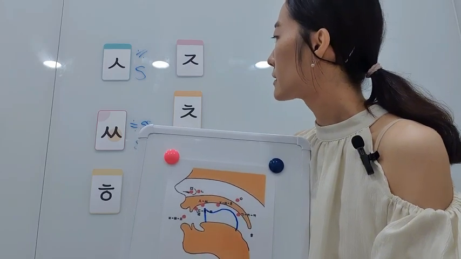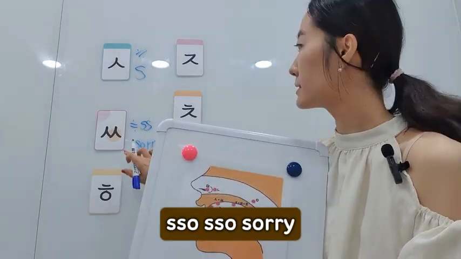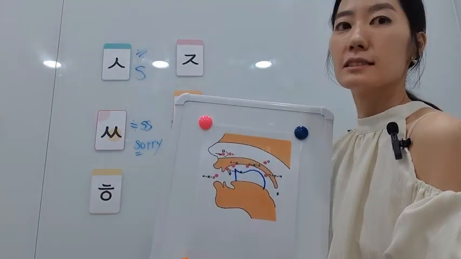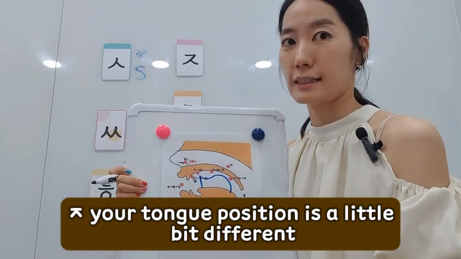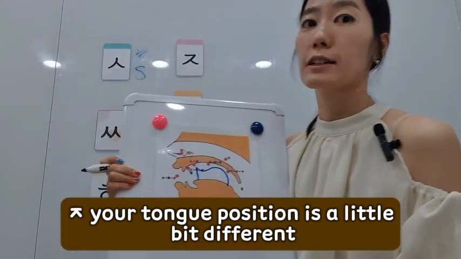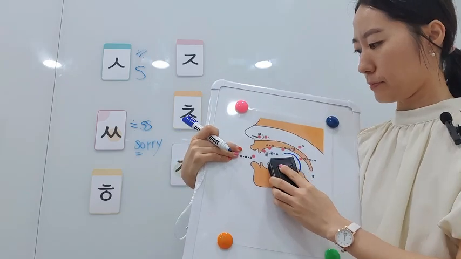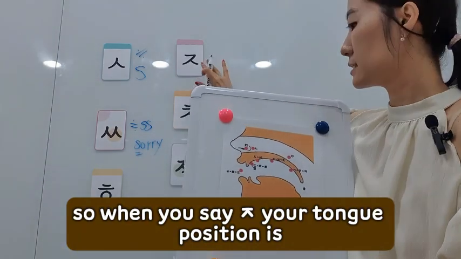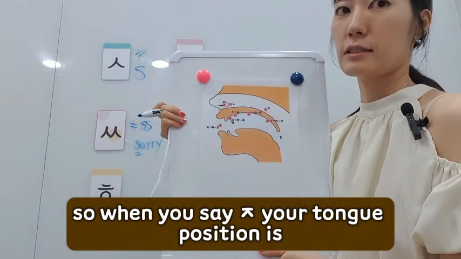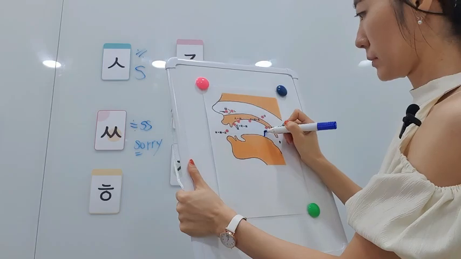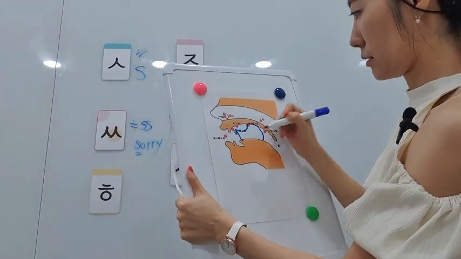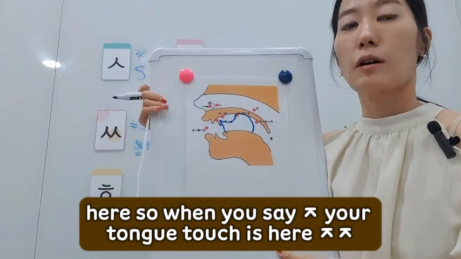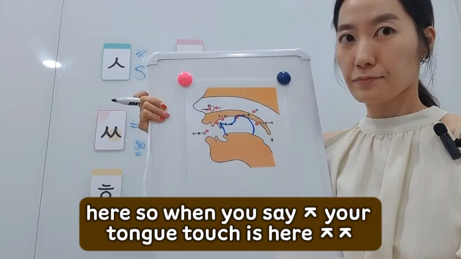Sorry. Sorry. S. When you say 즈, your tongue position is a little bit different. So when you say 즈, your tongue position is here. So when you say 즈, your tongue part is here.